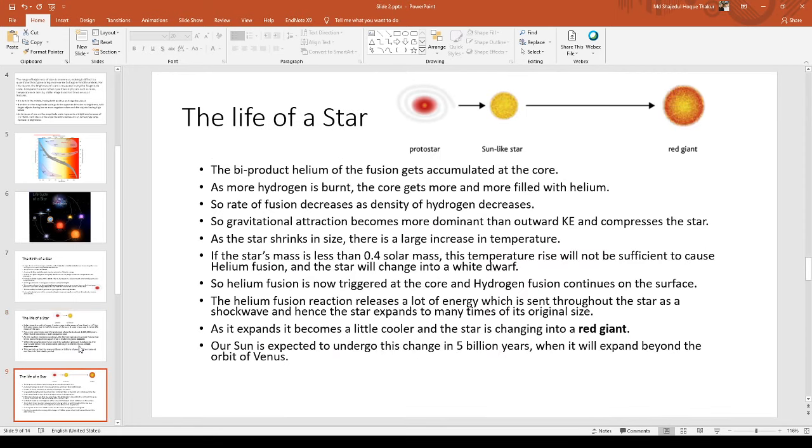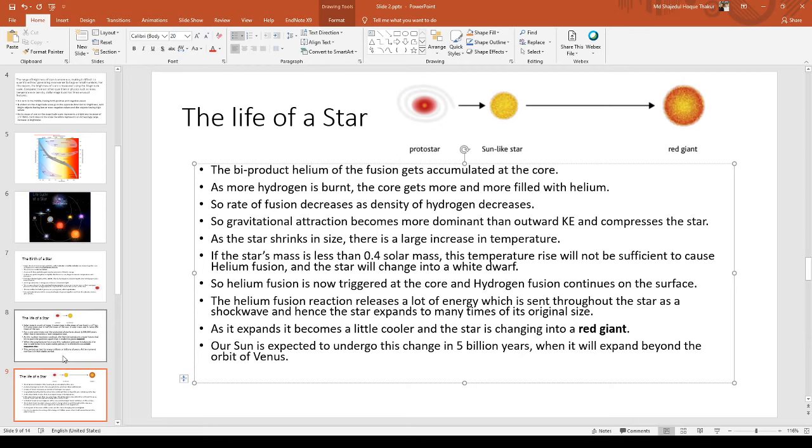Okay, anyway, so the life cycle of a star. Is our connection all right? Yes, the connection is all right. Now, the life cycle of a star beyond the main sequence.